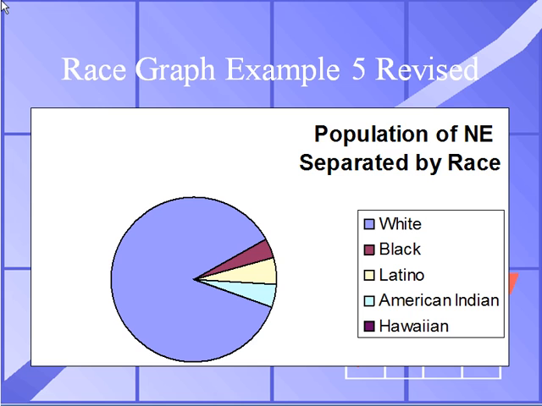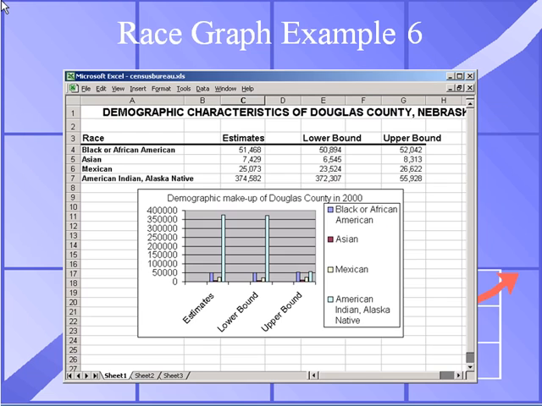I also don't feel real good about the word separated. Categorized or just omitted entirely. Population of NE by race. Better to spell out population of Nebraska by race. Again, we don't have percentages or numbers, so it's pretty meaningless what the overall purpose of this is.